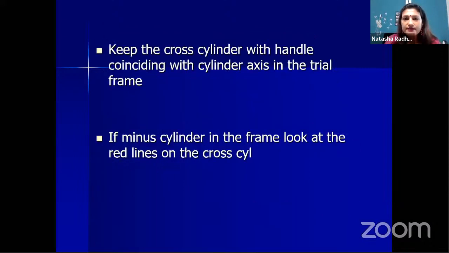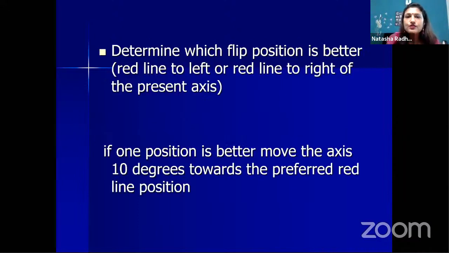Now keep the cross cylinder with the handle coinciding with the cylinder axis in the trial frame. If there is a minus cylinder in the frame, you look at the red line on the cross cylinder. So you know that the red line is the minus cylinder. So you look at the red line, but the handle should be aligned with the cylinder axis. So you have a cylinder axis at 180 sitting there. You have maybe a minus 0.5 at 180. You hold the cross cylinder with the handle aligned. And then you look at the red line and you flip. And you determine which flip position is better.